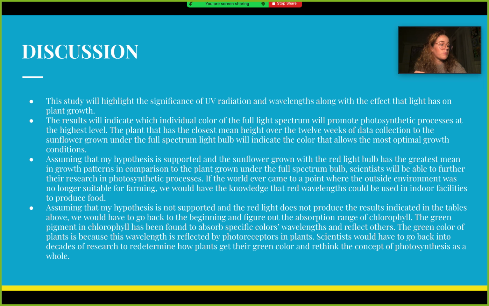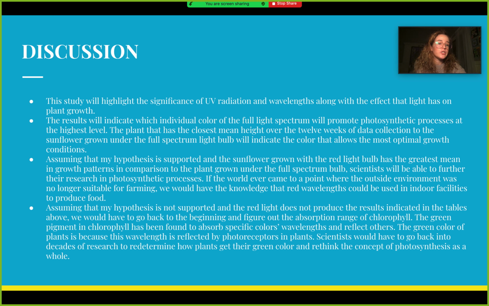The findings in this proposal could help with the development of indoor agriculture, because we never know what's going to happen. We might have to start farming inside someday. We never know. And studies like this will help farmers and scientists make decisions on the type of growth environment.